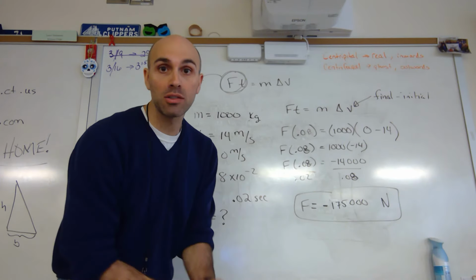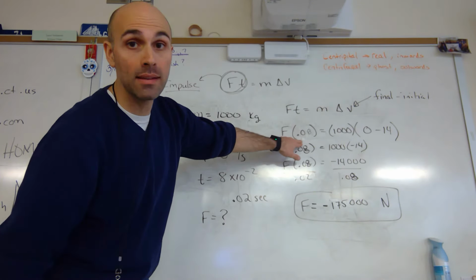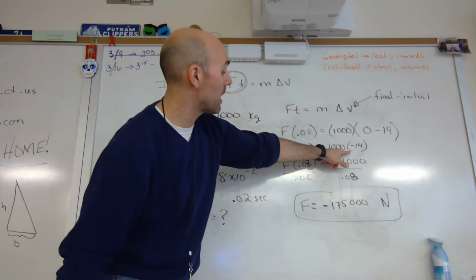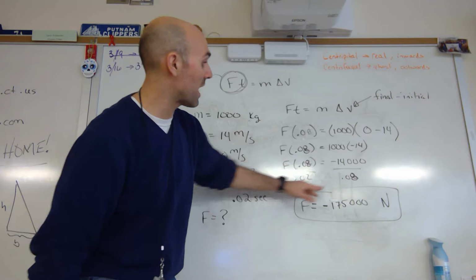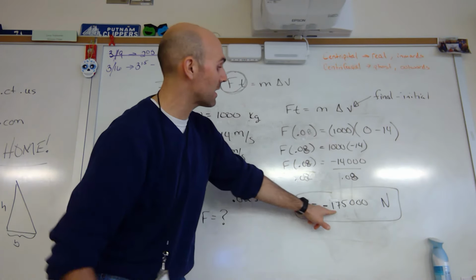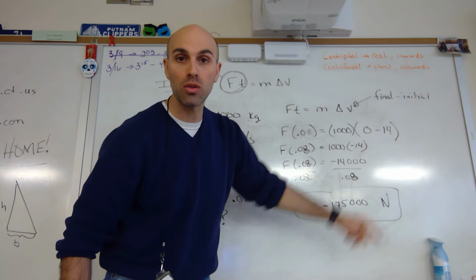All right, my apologies. I made a little mistake. It should have been 0.08 instead of 0.02. But as we go through and solve this out, we multiply our negative 14. We divide over, and we get a final answer of negative 175,000 newtons.